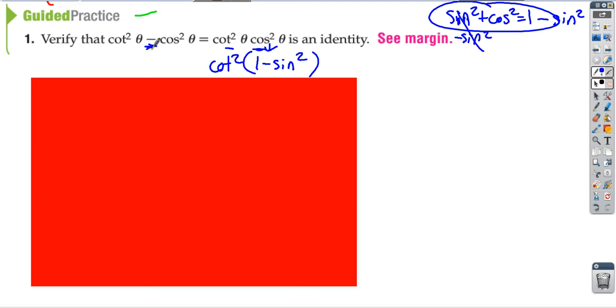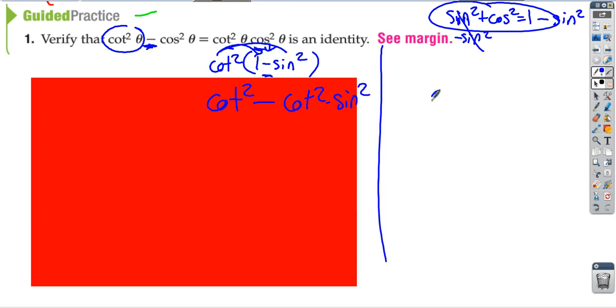Because first of all, I see a minus right here, and now I have a minus here, so now that looks promising. The other thing is I know that I wanted a cotan squared, so I know I would have to multiply cotan squared by 1. That's going to give me what we want. So cotan squared times 1 would be cotan squared, minus, and now if I distribute, minus cotan squared times sine squared. Actually, let me write that over here just so you can see it more clearly, because it's not clear on that red.